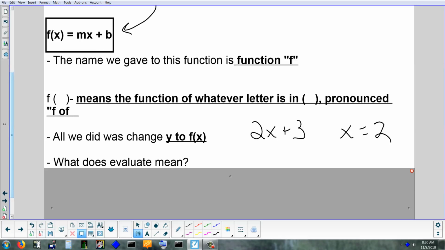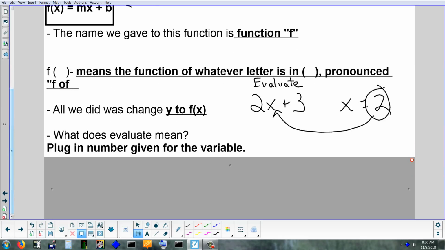I had a problem like that, and the direction said to evaluate. Miguel? Yeah, I'm going to plug in the value that it gives me for the variable it says it equals. That's what evaluate means. So the definition of evaluate: plug in the number given for the variable. If you want to put this example, you can, you don't have to. It's going to say whatever it equals, in this case, x was 2. All we're going to do is plug in that number.